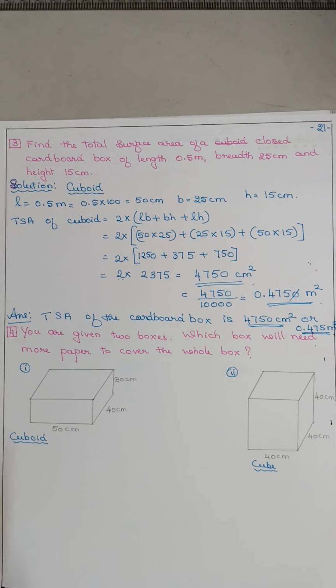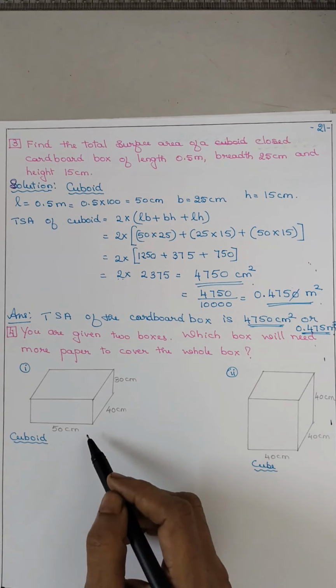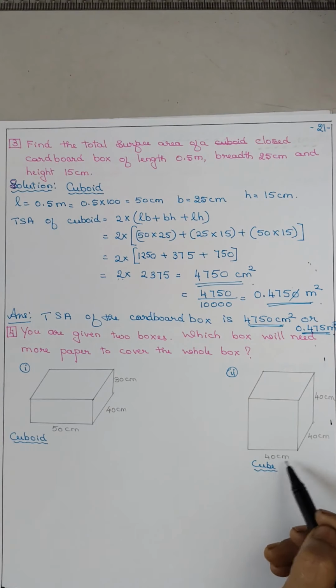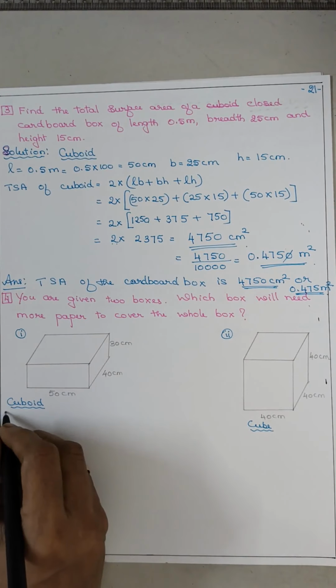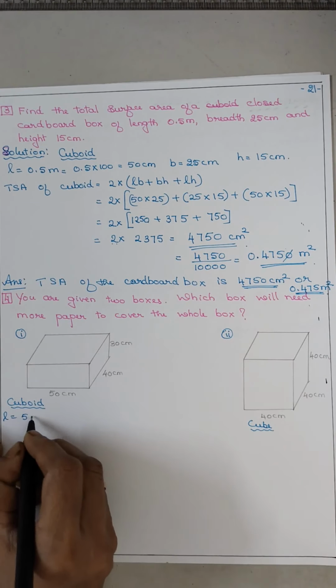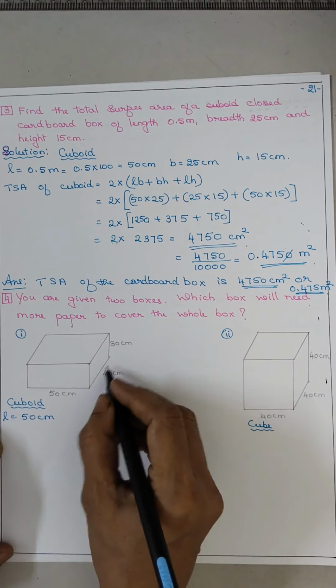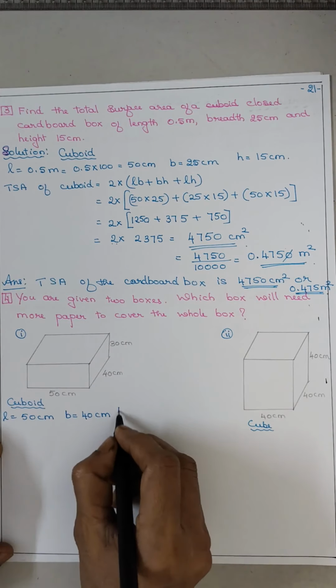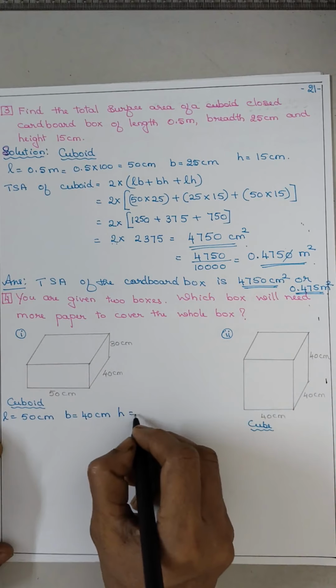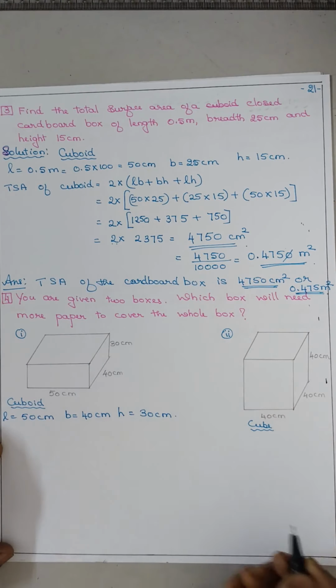तो इधर आप लोगों को क्या दिया है? First figure is a 3 dimensions are given. That means it is the cuboid. Either 40, 40, 40. All are same. That means what? It is a cube. So cuboid L is equal to 50 centimeter. B is this 40 centimeter. And height is this 30 centimeter.